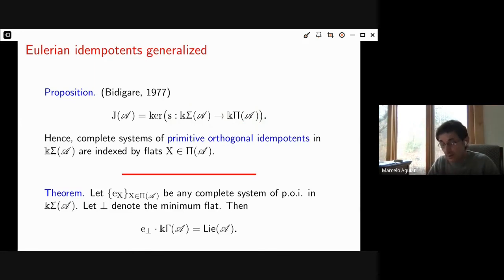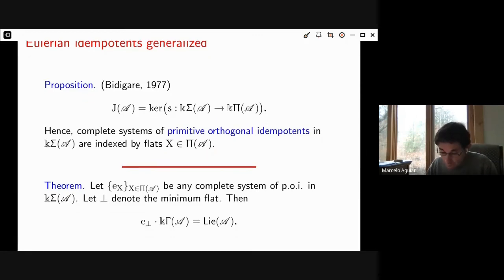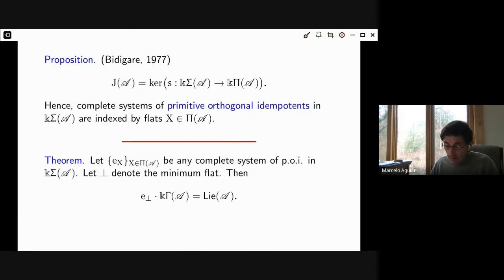And you have to find a section of this map, an algebra section, which always exists, and lift those idempotents. So in particular, the complete systems of primitive orthogonal idempotents for this algebra are indexed by flats. I'm saying that a bit quickly, but that is true. And here's how we can make the connection with Eulerian idempotents.